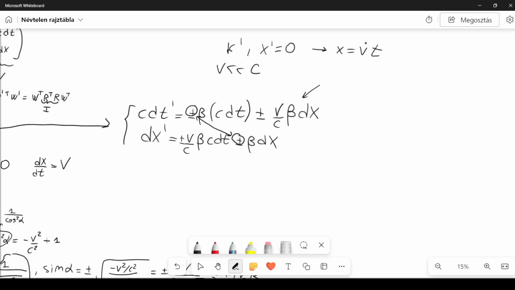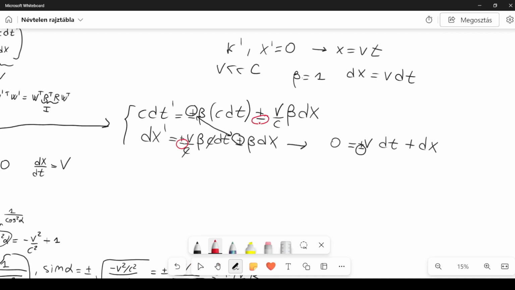So we must have this equation x equal to vt with the speed being constant. And from here, in order to get this, we must have beta equal to 1, and this is true if the speed is much smaller than c, so it's approximately equal to 1. And from the second equation, we have dx prime equal to 0, because the object is still with respect to the frame k prime, so we have 0 equal to v, so we have c divided by c, which is 1, v dt, and then we have this plus or minus, we still have to choose that, and then we have plus beta, which is 1, dx. So in order to get this, dx equal to v dt, we must choose a minus here. So here we must have a minus, and here we must have a minus as well.